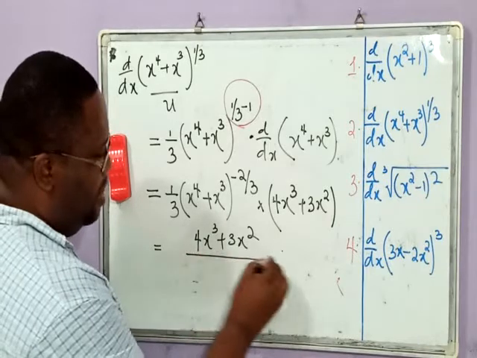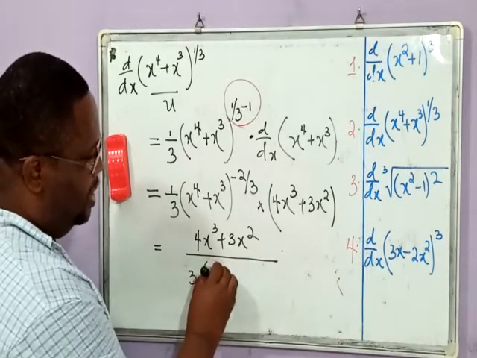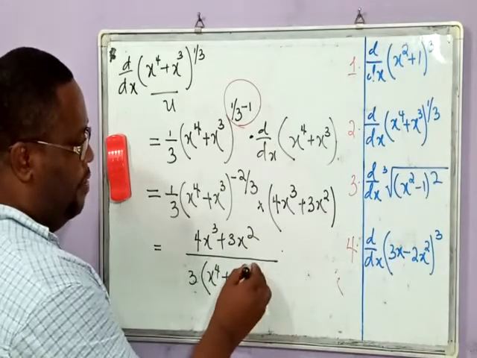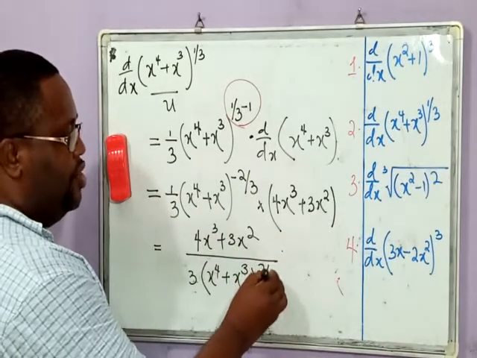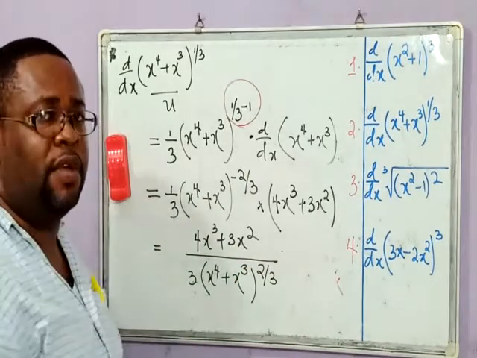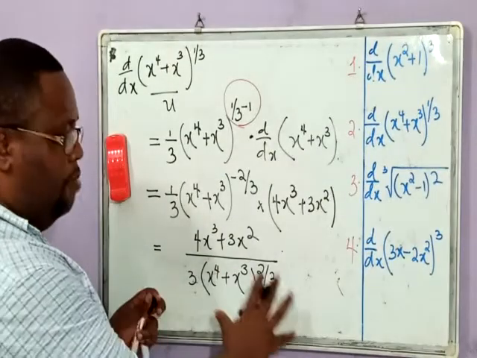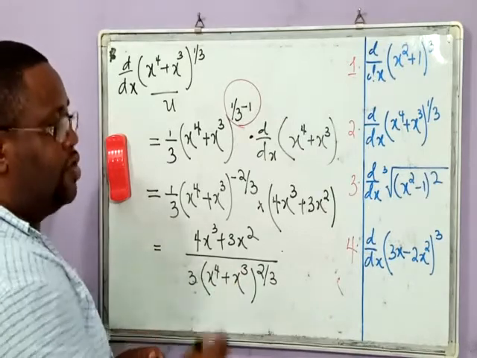Now divided by 3 into, then we have x to the power 4 plus x cubed, all raised to the power. Because this has come down, the power now changes to positive, and then we simply have 2 over 3. So this becomes the final answer. This can become the cube root of the whole of this, all squared.